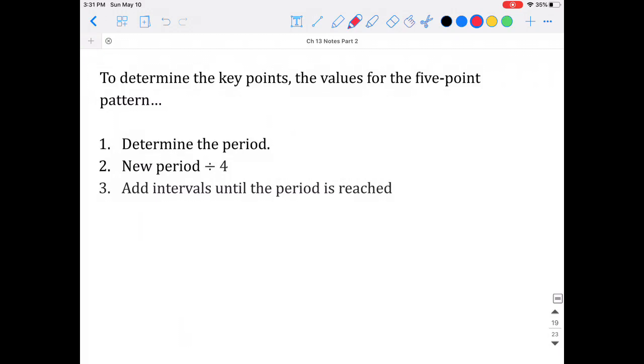And to determine the key points that we're going to graph, the values for the 5-point pattern, first you have to determine the period. And we know from the last slide we determine the period by doing 2 pi over b. That's the first thing you have to do. Once you find the period, you have to figure out your new period by dividing by 4. So we take 2 pi over b and then divide that value by 4. The reason you're dividing by 4 is that's going to give you 5 different points on your graph. And you add intervals until the period is reached. So whatever your new period is, you're going to start at 0 and then add those intervals until you get through one full period. That's for your x values.